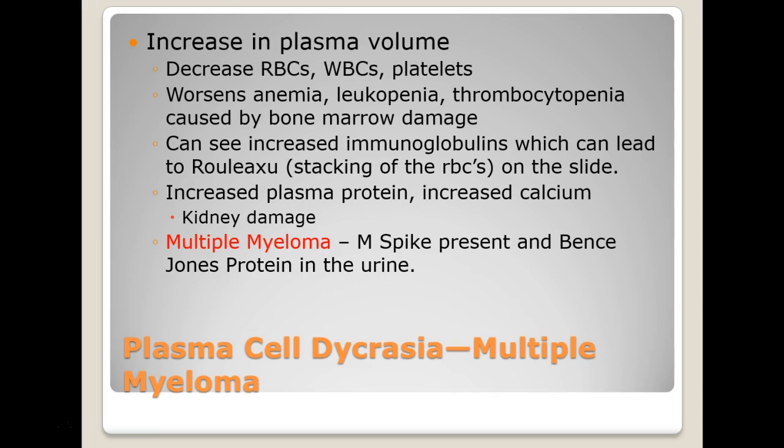There's also an increase in plasma volume. We have a decrease in the RBCs, WBCs, and platelets. Anemia gets worse, leukopenia gets worse, cytopenia does. And we see an increased amount of immunoglobulins too, and that can lead to rouleau.